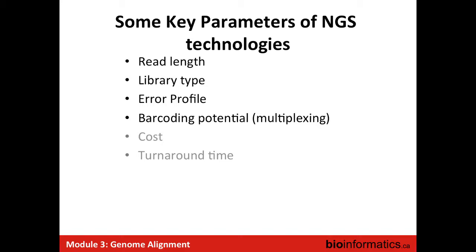There are other parameters you need to take into account: cost and turnaround time. I put it in gray there because for me, it's really not the major parameter. Really often, PIs come to me to design a project, or rather don't come to see me, and they arrive and say, I want to do that, but I only have this amount of money. How should I adapt to do everything with that amount of money? And this is not a good strategy.